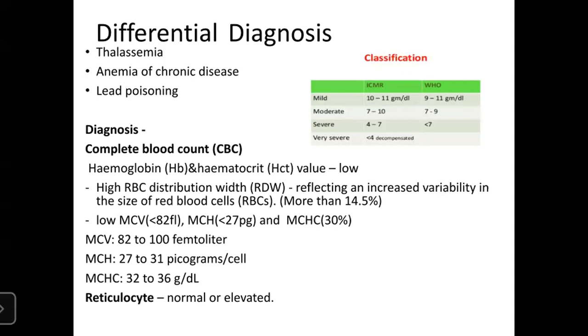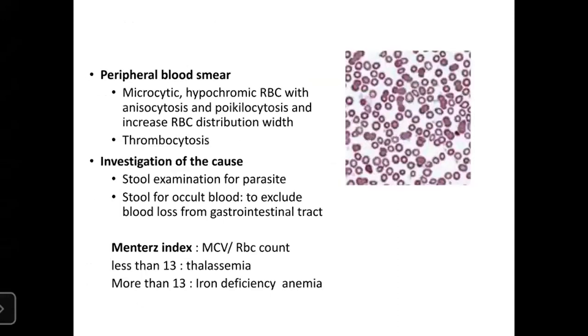In diagnosis, we have to do a CBC and check hematocrit levels. If there is low MCV, low MCH, the MCHC levels also decrease. So reticulocyte can be normal or elevated. On peripheral blood smear there is microcytic hypochromic RBC with anisocytosis or anisopoikilocytosis, with increased RBC distribution width. There might be thrombocytosis as well in case of iron deficiency anemia.